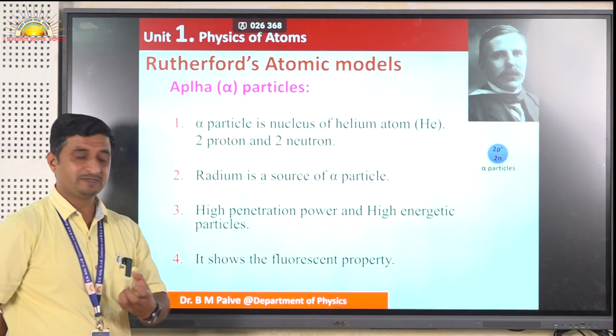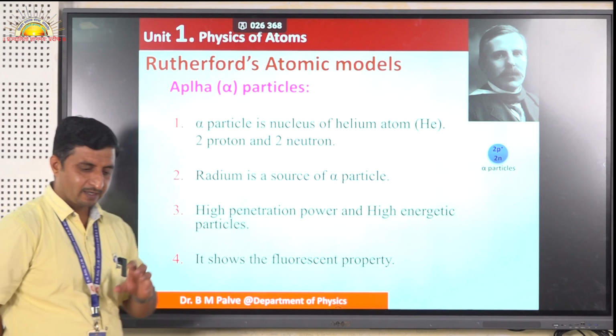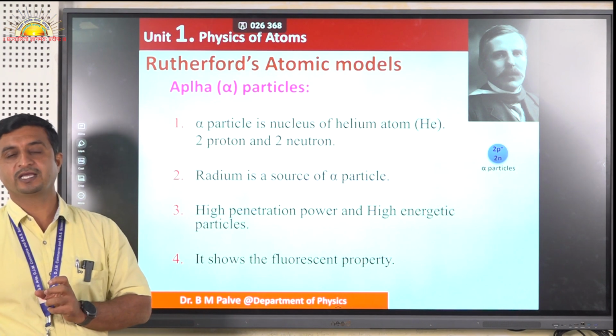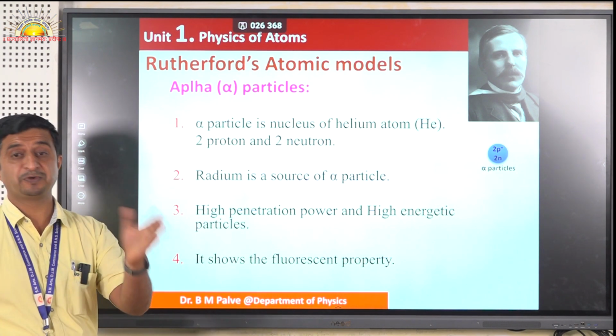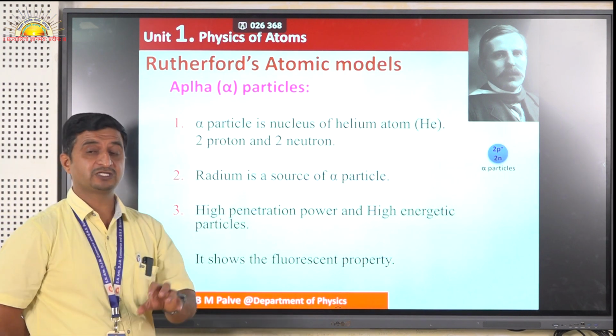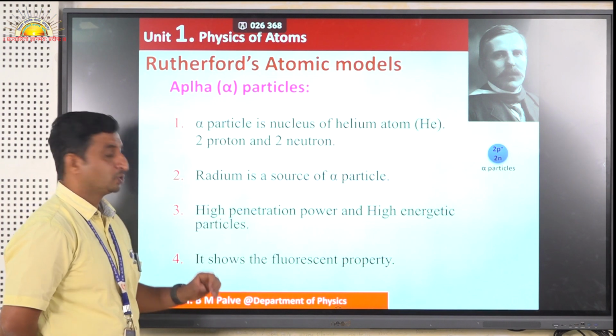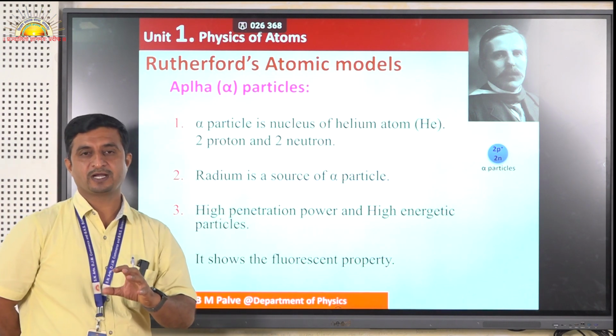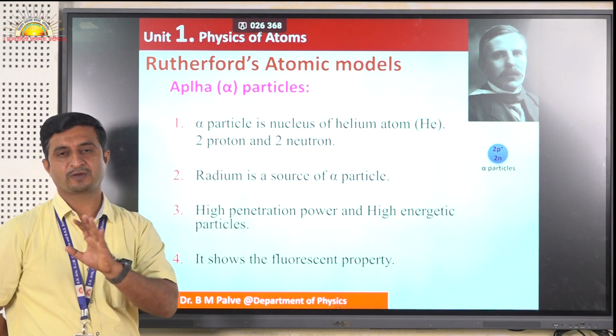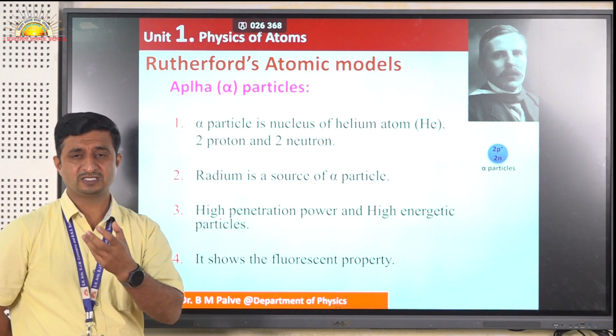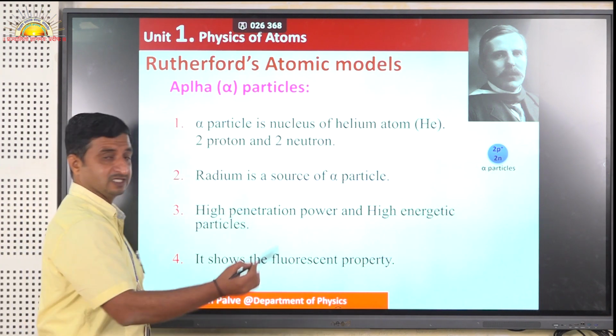Radium is a source of alpha particles, and the ionization power of the alpha particle is very large as compared to beta particles, and the penetration power and energy of the alpha particle are also much more. It shows a fluorescent property, which means when alpha particles bombard a photographic plate or fluorescent screen, the alpha particle produces flashes of light.